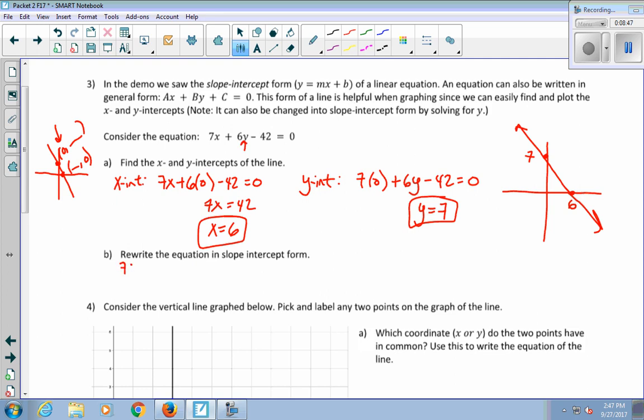So I start with 7x plus 6y minus 42 equals 0. I'm going to move everything but the 6y over to the right. So I have 6y is negative 7x plus 42. And then I'm going to divide both sides by 6. So I get y is negative 7/6 x plus 7. 42 over the 6 gives the 7.